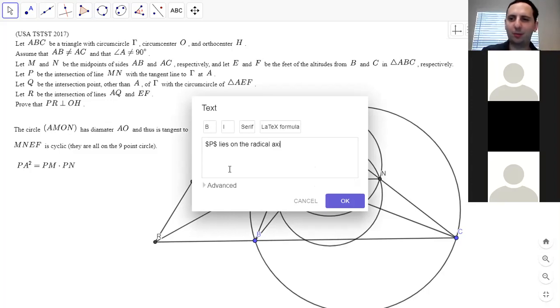I feel like we did this problem once before, maybe. It was a long time ago, though.